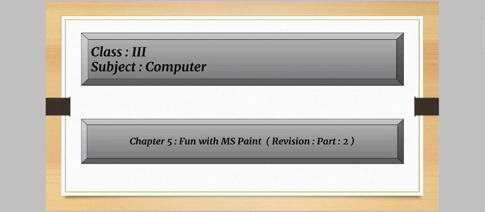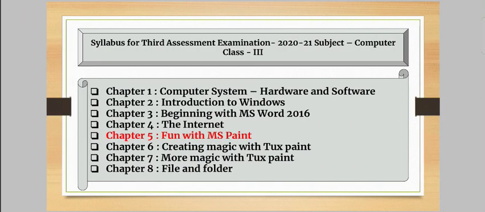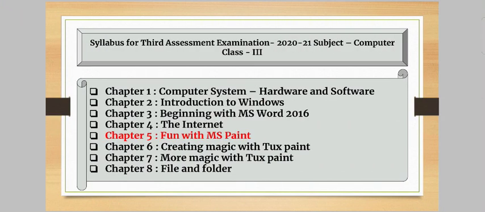Today, I am going to continue the revision of chapter number 5, which is Fun with MS Paint. So, let's start. This is the syllabus of third term examination. I have already completed all the topics, and all of you have to read each and every chapter very carefully, because our third term exam is also based on MCQ. And today I am going to continue the revision of chapter number 5, Fun with MS Paint.